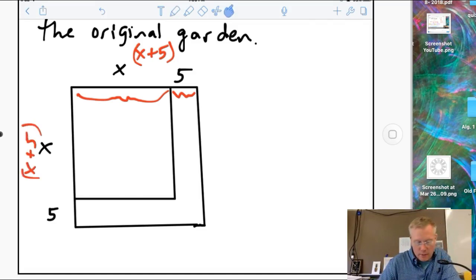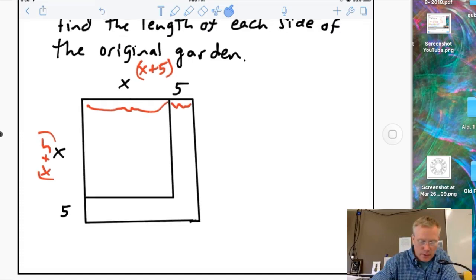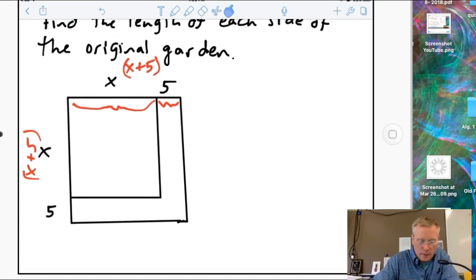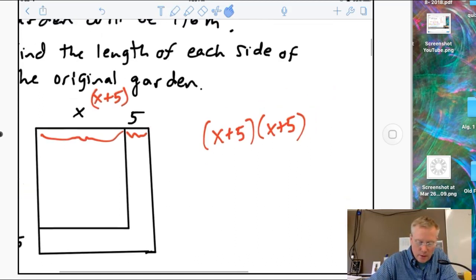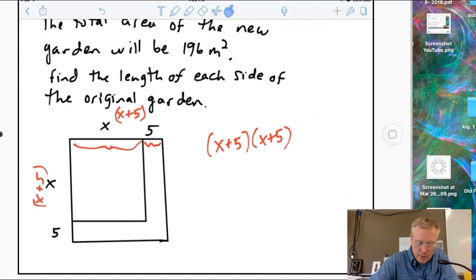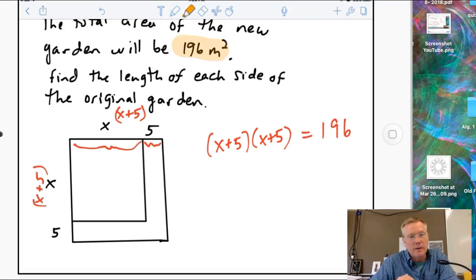So to find the area of a rectangle or a square, you multiply the length and the width. And when I multiply those, x plus 5 times x plus 5, I will get the area. Now, the problem also says that the new area is going to be 196, and it says it right there. So I'm going to make it equal to 196, and now I'm going to solve this, okay?